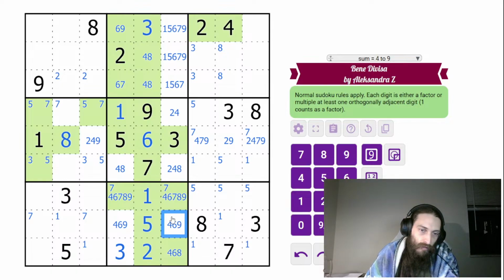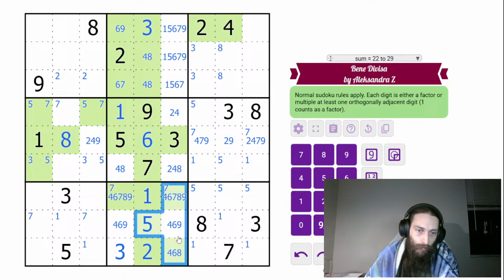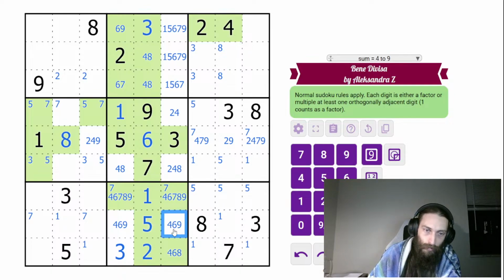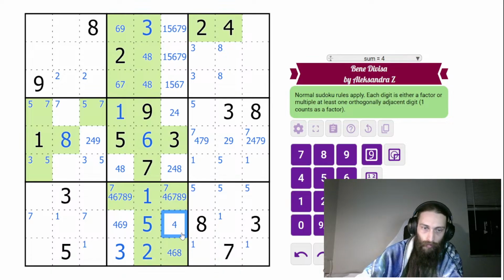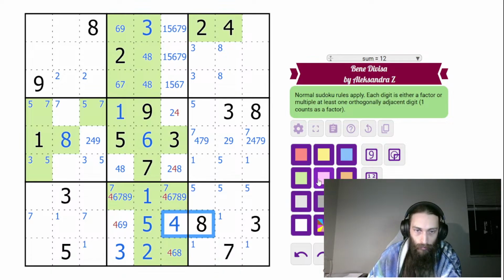If this was a 6, what were you going to look at? Well, I was looking at that square, and it's like, how does 9 work in that square? It doesn't. Yeah, because both 6 and 9 would have to be a multiple of 3. Now 6 could be a multiple of 2, but none of these can be 2 either, so 6 is out. 4 and 8 work together.